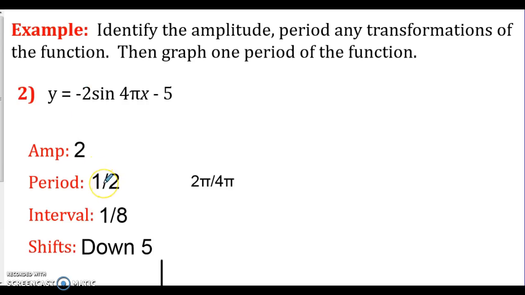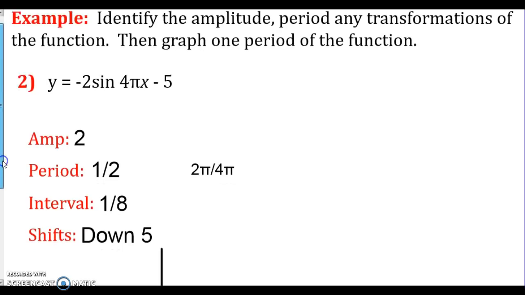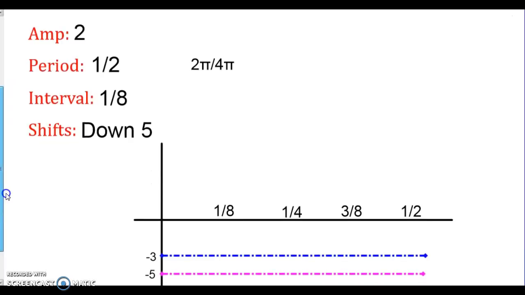The period is going to be 1/2. Well, that comes from the formula 2 pi over b. 2 pi over my b value here, which is 4 pi. So 2 pi over 4 pi, the pi's knock each other out. That's supposed to be a slash indicating that it got knocked out. And then 2 over 4 reduces to 1/2. That then gives me my interval, because 1/4 of 1/2, or 1/2 divided by 4, gives me 1/8. And lastly, I see a -5 here, so that means I shift down 5 units. That tells me my midline.